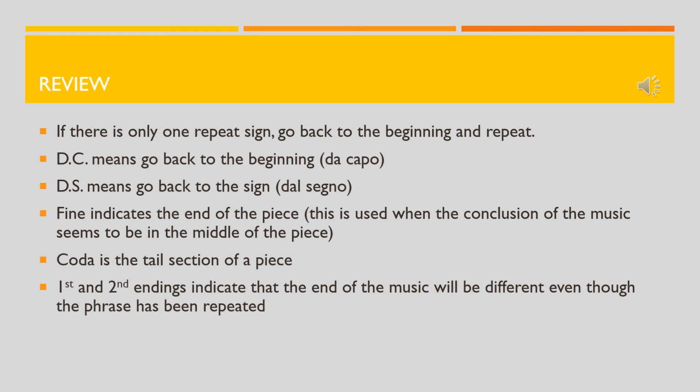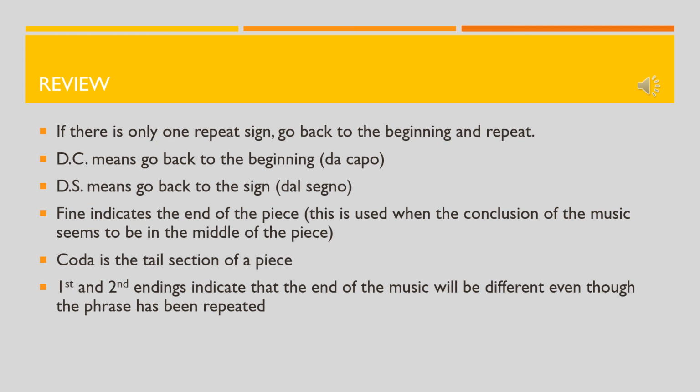We've covered quite a bit of information in this unit, so let's take a moment to review. If you see only one repeat sign, that means to go back to the very beginning and repeat the music. The abbreviation DC means to go back to the beginning. The abbreviation DS means go back to the sign. Fine indicates the end of the piece. This is used when the conclusion of the music seems to be in the middle of the piece.